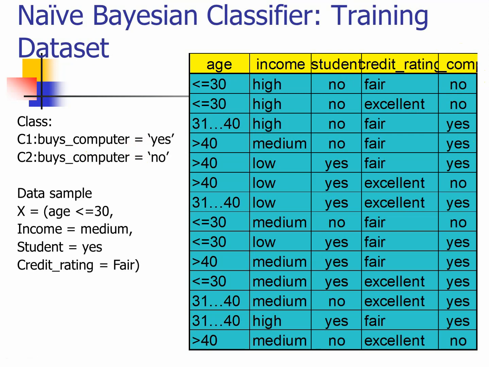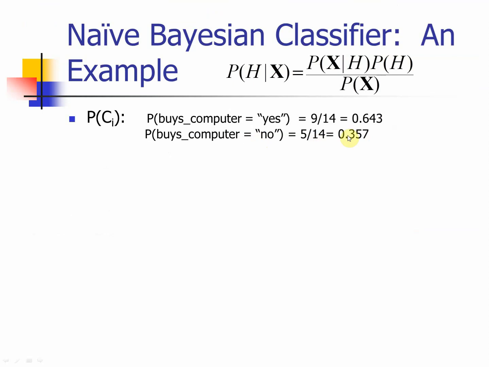In this case, we have 9 yeses in this training data set. So the probability of buying a computer is 9 out of 14, and the probability of not buying a computer is 5 out of 14. That's why this is the very first thing that you need to calculate, because you need that probability over here.